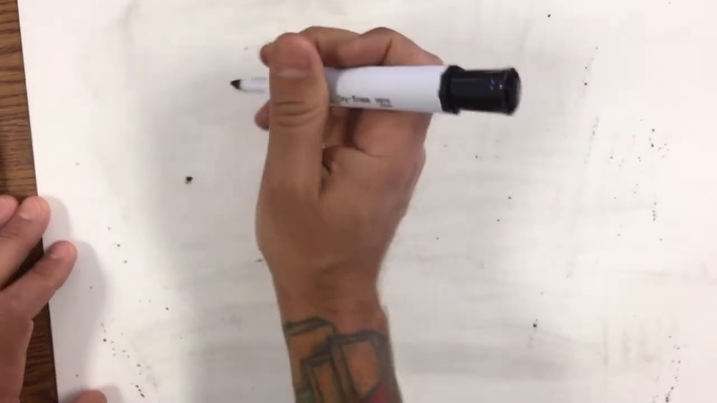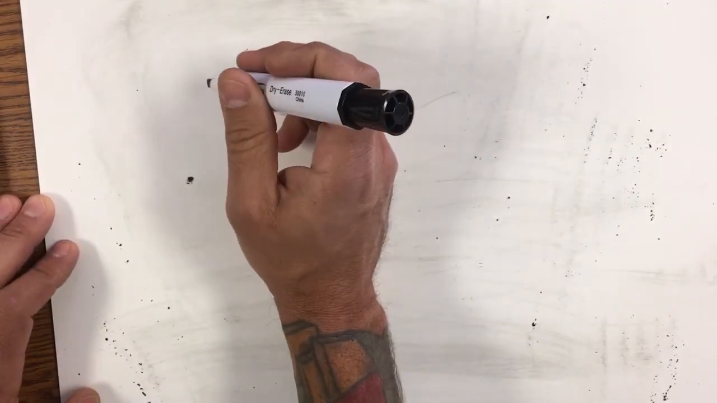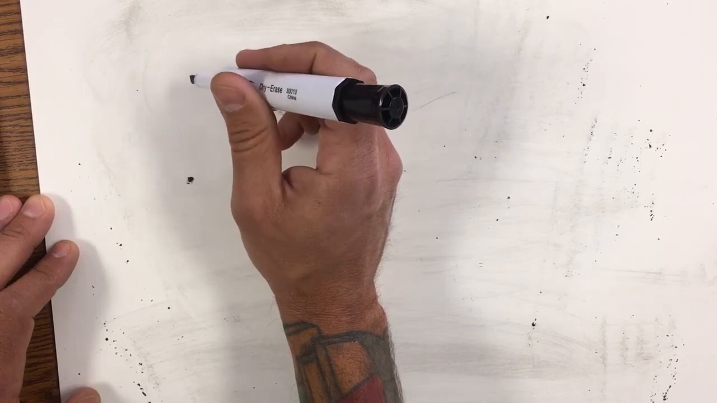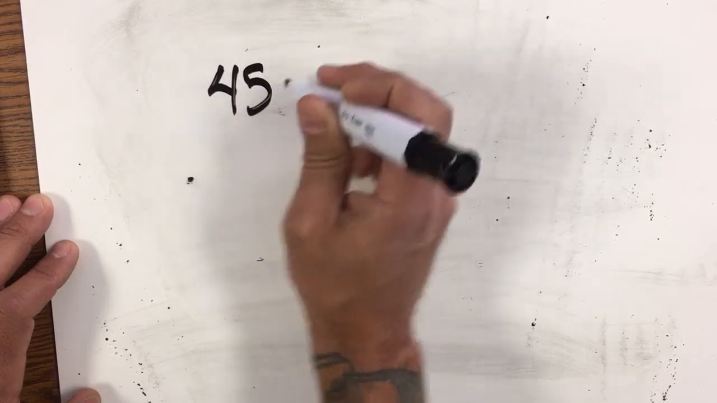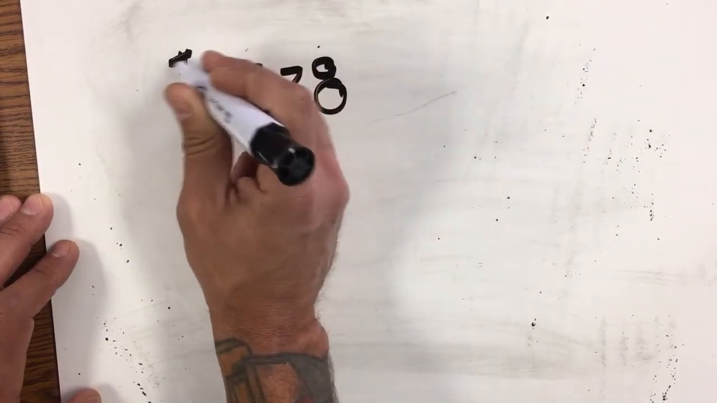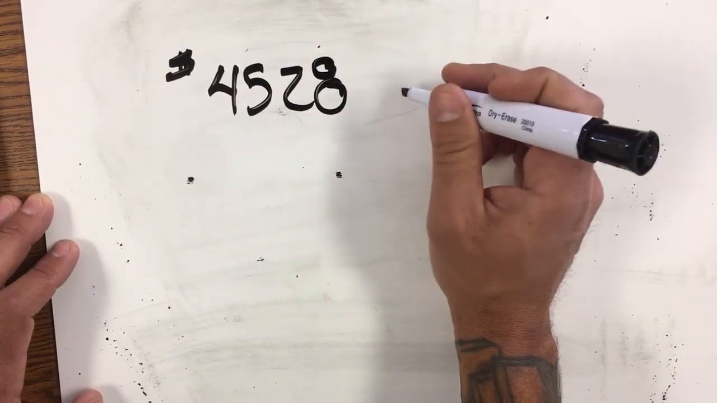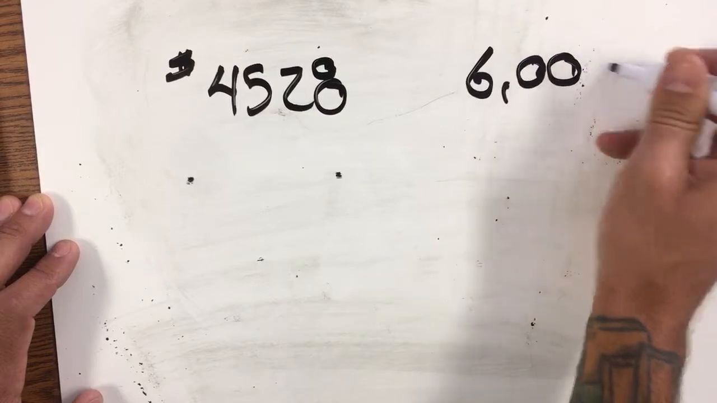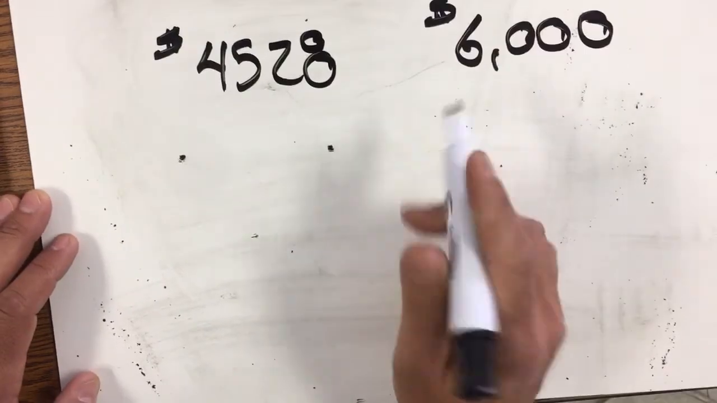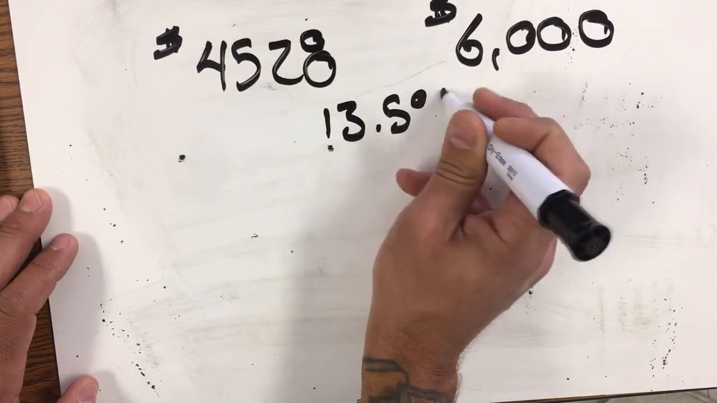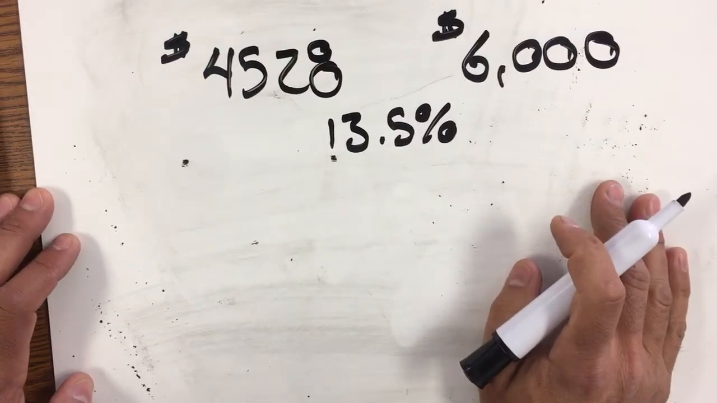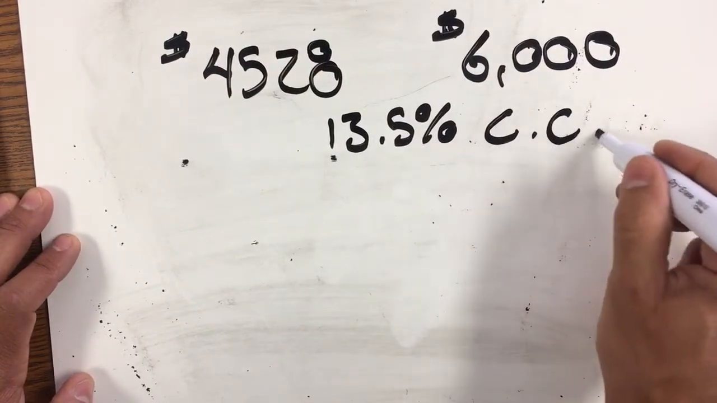So I'm going to do another example. I have a credit card balance of $4,528. My credit limit on that card is $6,000. My credit card goes at a rate of 13.5%. How long is it going to take me to reach my limit if this is compounded continuously?